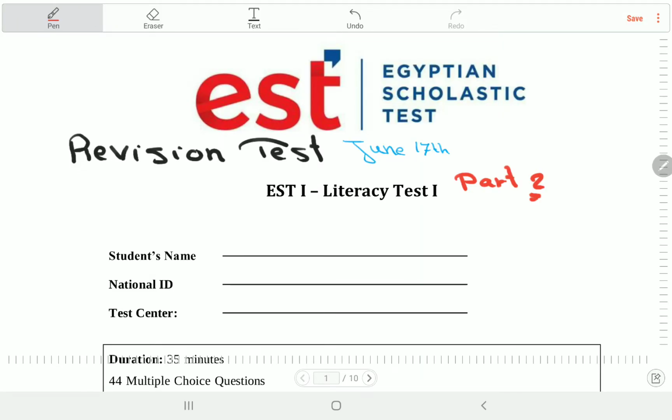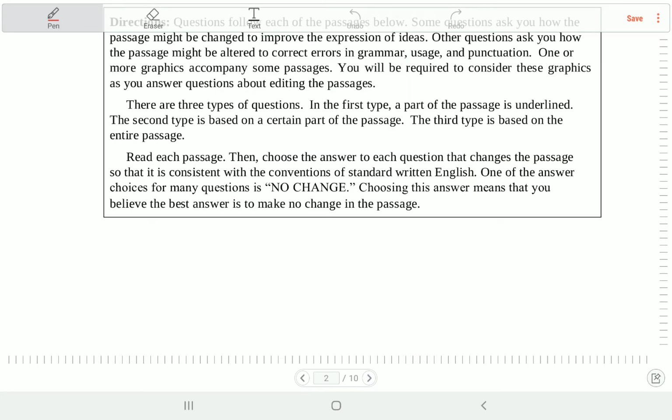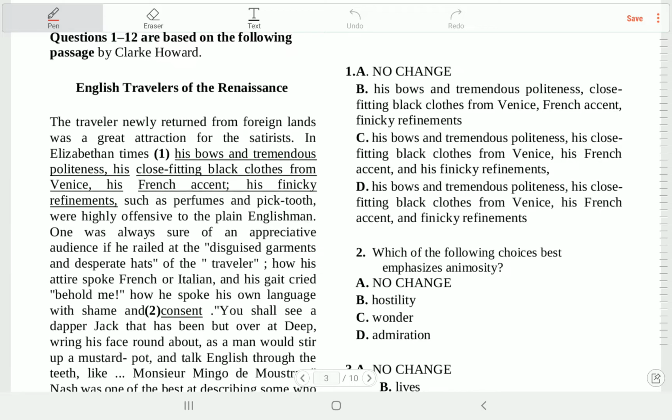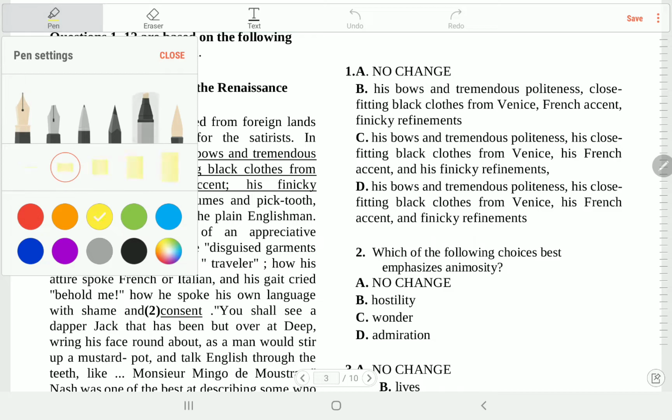Okay, so today we will resume the revision test for the June 17th exam, part 2. For those who haven't watched part 1, I'm going to include it in the description below. Okay, so let's start. This test I prepared myself; it has nothing to do with the real exam. I just prepared it from their resources according to the SAT standard. So this is not a real test. For the people who are asking, I prepared this test. Okay, let's start.